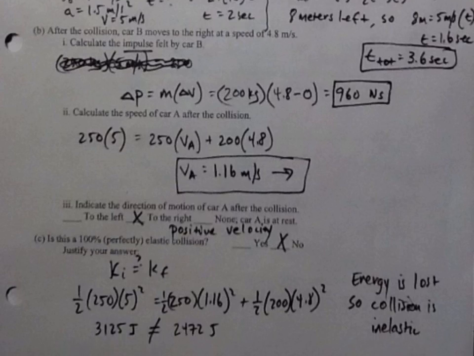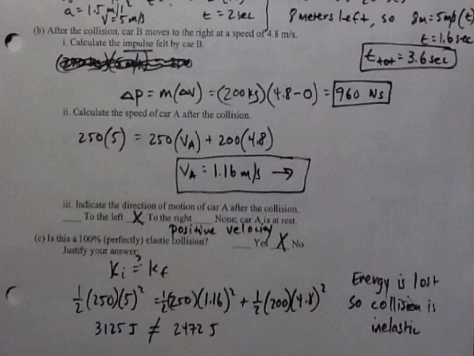Now, for part C, the very last part here, is this collision 100% or perfectly elastic? When we talk about elastic collisions, you always got to be careful. When we talk about elasticity, it's a very gray area. Something can be 0% elastic, meaning they completely stick together, or it can be 100% elastic, meaning it completely bounces off and all the energy is conserved. And there's gray in between. It could be maybe 80% elastic, in which case energy is not conserved.